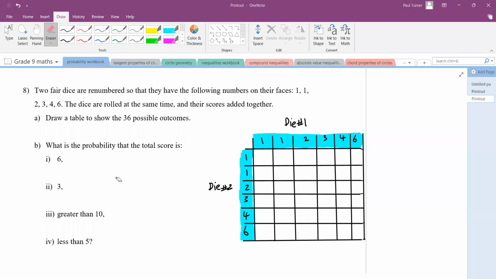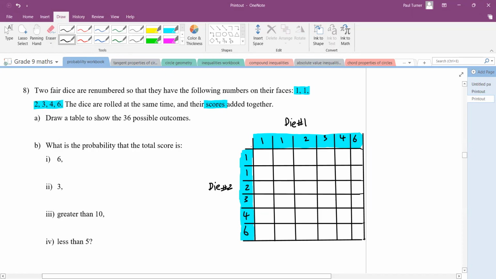So this is your answer for question 7. In question 8, we have 2 fair dice and we renumber the dice, okay? So instead of 1 to 6, we'll have 1, 1, 2, 3, 4, 6. So I've made a table to represent that, and we need to add the scores together from each die when we roll them.